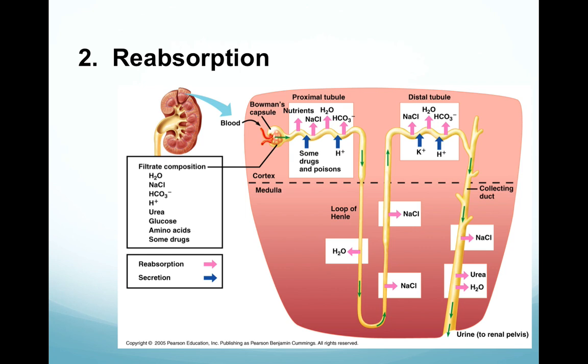Tubular reabsorption takes place when substances move across the walls of the tubules back into the bloodstream, so back into the associated capillary network that's around the tubules. So reabsorption, the purpose of that is to try to save things that your body doesn't want to lose in the urine. So you're reabsorbing it back into the bloodstream.